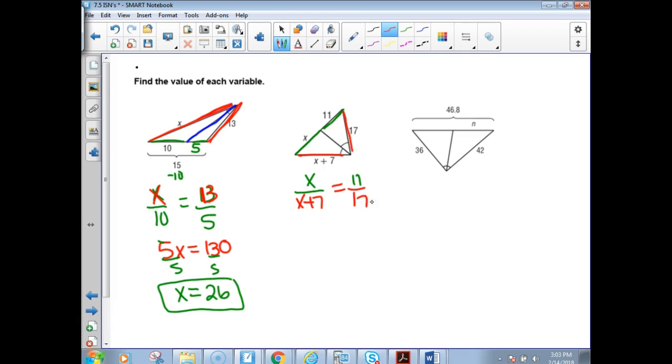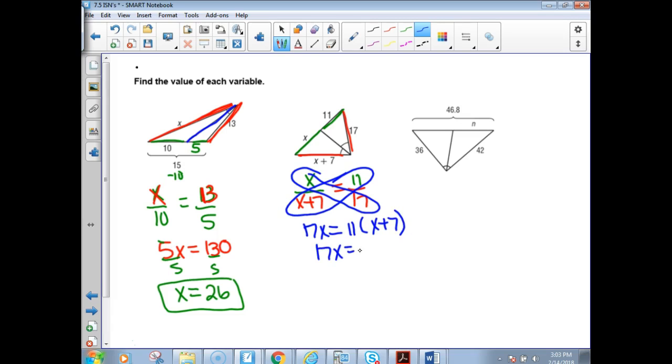So as long as I have the sides that are red in the same positions and the side pieces that are green in the same position, I'm all good. So I'm going to do 17 times X equals 11 times X plus 7. 11 times X plus 7 is 11X plus 77. We'll need to subtract 11X from both sides, which gives us 6 times X equals 77, and then divide by 6.